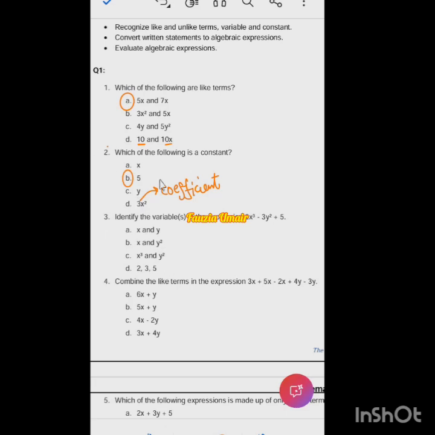So identify the variables in the expression. So what are the variables? Ma'am, there x to the power of 3 and y to the power of 2. So C. Why? Why are the powers also included?